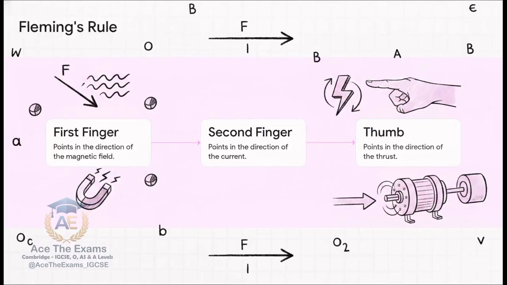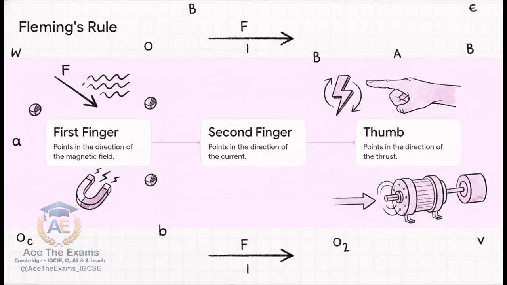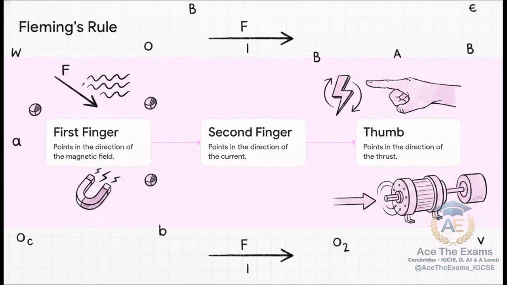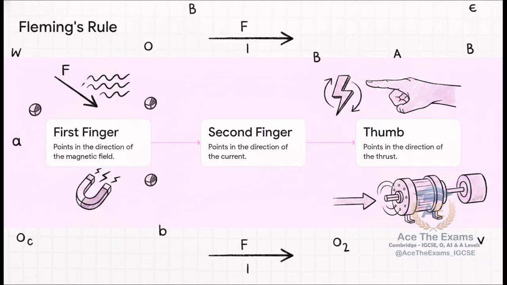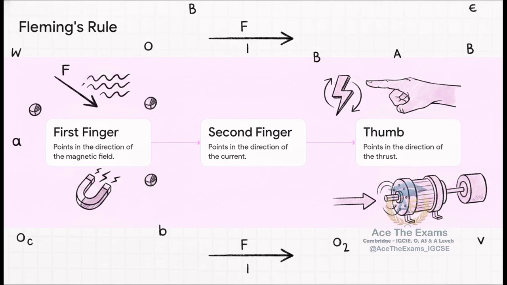Okay, this is literally a cheat code you can bring into the exam room with you. Fleming's left-hand motor rule. When a wire with current runs through a magnetic field, it gets pushed. To figure out which way, use your left hand. First finger points with the magnetic field. Second finger points with the current, and your thumb automatically points in the direction of the physical force, or thrust. It's a 3D physics calculator built right into your hand.